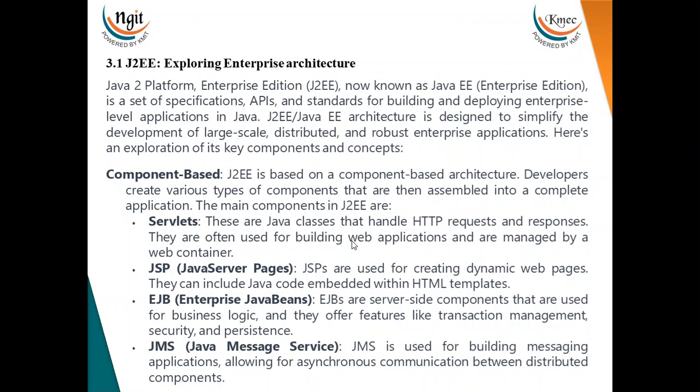EJB is Enterprise Java Beans. EJB is a server side component which is used for writing the business logic, and it has features like transaction management, security, and persistence. Also, JMS is Java Message Service. It helps us build messaging applications. It also allows asynchronous communication between distributed components.